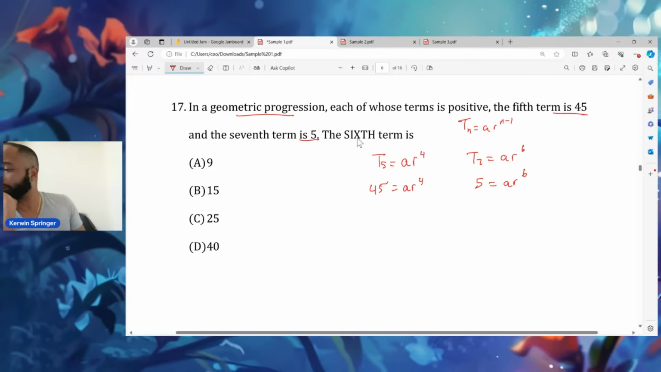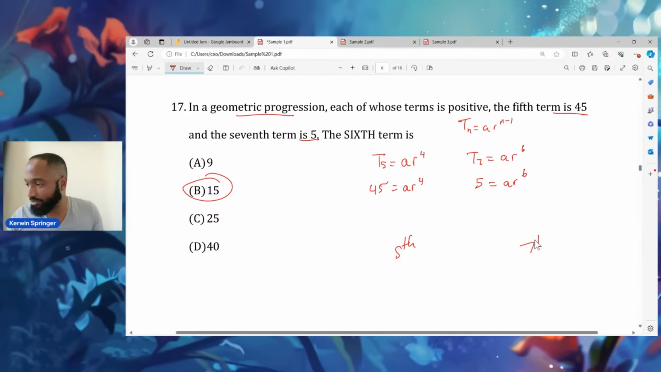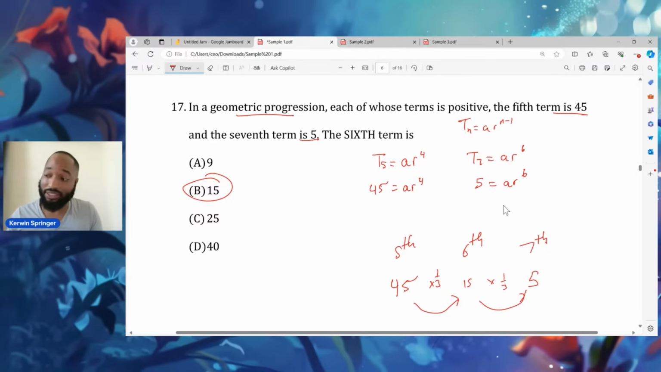45 divided by 3. I could watch this and guess because they gave us the 5th term and the 7th term. I know they're asking me about the 6th term. The 5th term is 45 and the next term is 5. It can't be that it went to 40, then just jumped all the way to 5. Remember, this needs to go down by a common ratio, something divided or multiplied. And I see it's multiplying by 1/3, and I get 15. Then I multiply by 1/3 again, and I get 5. So that's the fastest way to do this question.